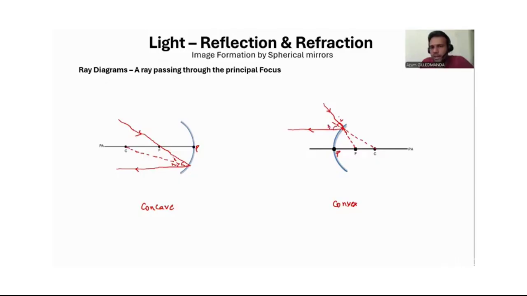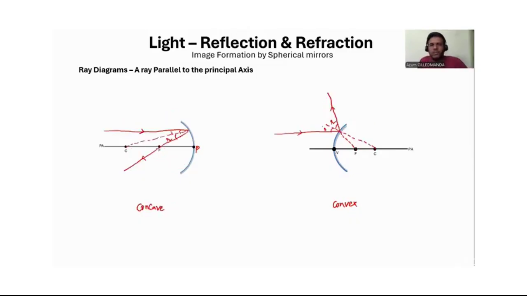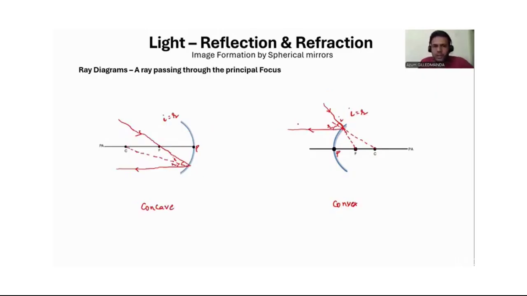and this will be our angle of reflection, that is I equal to R. In every case in a mirror, I equal to R, even in the previous case, right? So I is equal to R. Angle of incidence equal to angle of reflection.